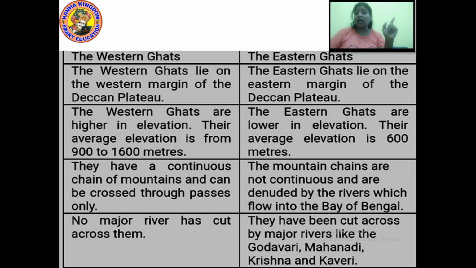Now Western Ghats, they are in a continuous chain. But the Eastern Ghats are not in a continuous chain. They are being divided or separated by the rivers which flow into the Bay of Bengal. Now at the Western Ghat there is no major river, but in the Eastern Ghat we have major rivers like Godavari, Mahanadi, Krishna and Kaveri.